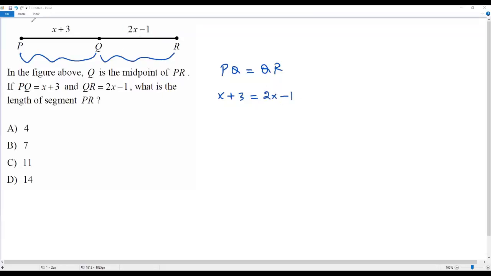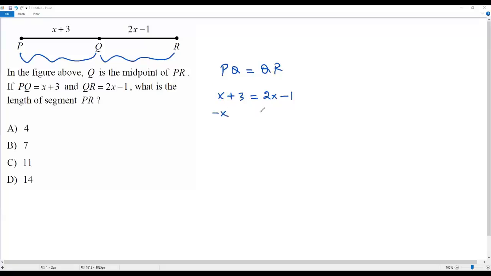Once I get the value of x, I'll be able to get the length of PQ. So whatever length I'm getting for PQ, the same length I have for QR, and when I add them, I have to get the length of PR. Okay, now let's solve for x in this equation. In this equation, the variable x appears on both sides. So to solve for x, I have to get rid of the variable x on one of the sides. Okay, let me get rid of the x on the left side.